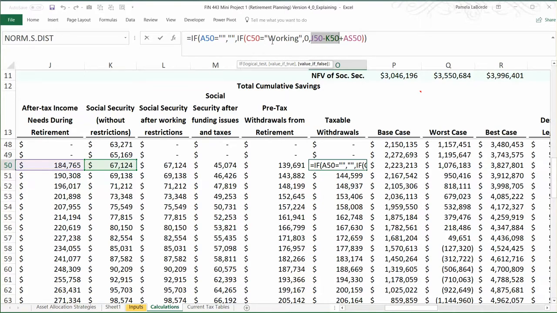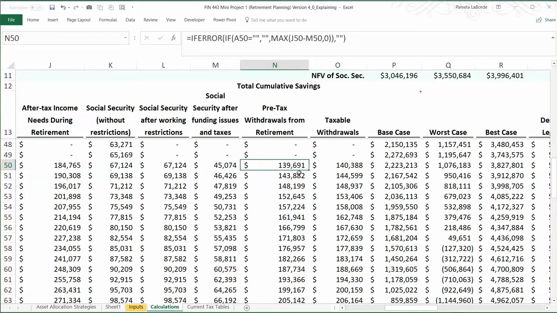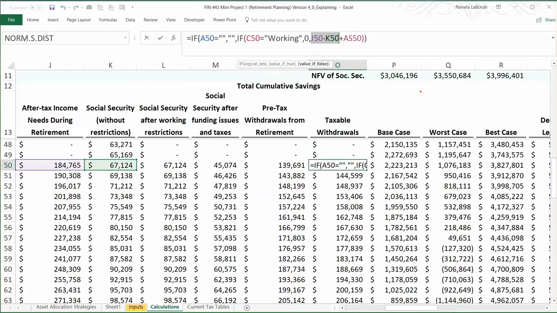So if they're working, put nothing, because I'm not worried about taxes right now. Otherwise, this means they're not working, so they're retired. Then put their pre-tax withdrawals from retirement, column N, minus their taxes, which is column AS. Oh, so sorry, it's plus their taxes. Because if I need 140,000, I'll go ahead and fix it. What is that, N50?